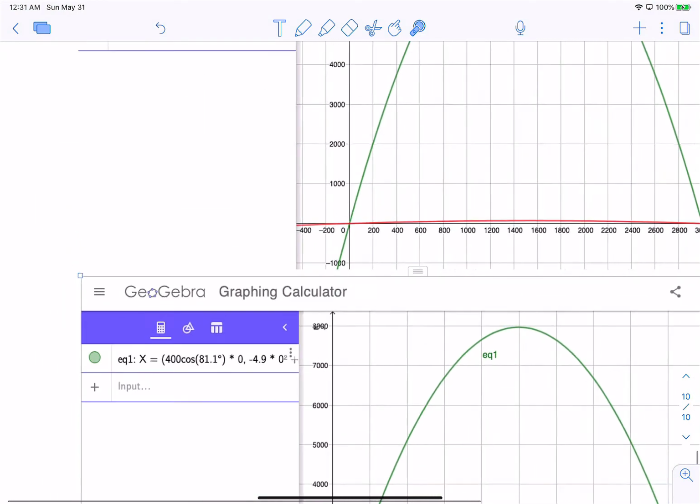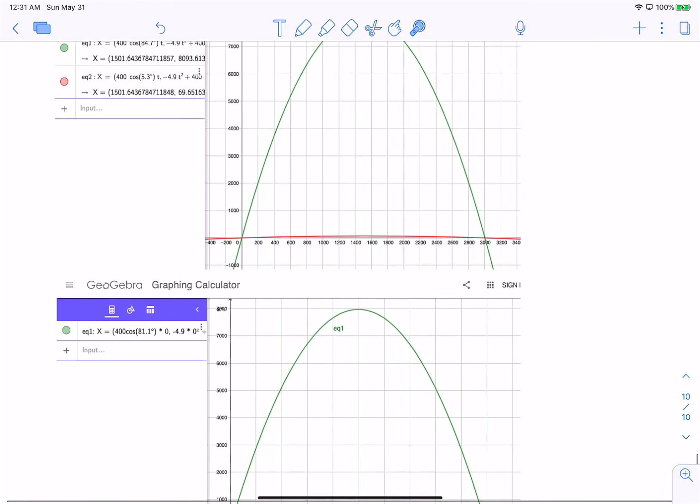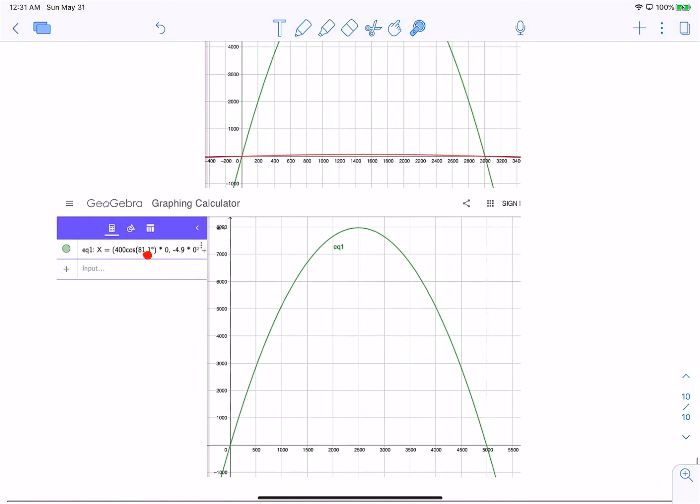Now, that's pretty darn close. I mean, we're talking 3.6 degrees off, right? But with the initial velocity of 400 meters per second, when my angle was 3.6 degrees off, I didn't hit the ground until 5,000 meters. So just a little bit off on the angle, and now I've missed my target by almost double, right? I'm almost twice as far as I was supposed to be.